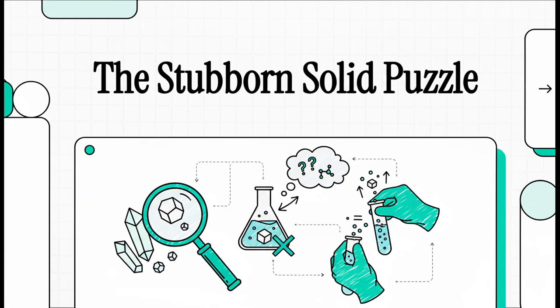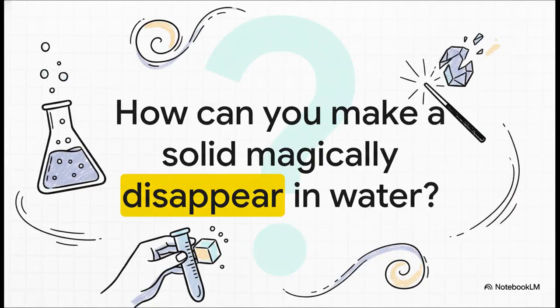Hey everyone, and welcome. Today we're going to be detectives because we have a fascinating chemistry puzzle on our hands. We're going to solve the case of a very, very stubborn solid. So here's the mystery. Picture this. You mix a couple of things together, and suddenly a solid appears right when you don't want it to. Our mission, should we choose to accept it, is to figure out how to make it vanish. Now, it might sound like a magic trick, but I promise you it's all just really cool chemistry.